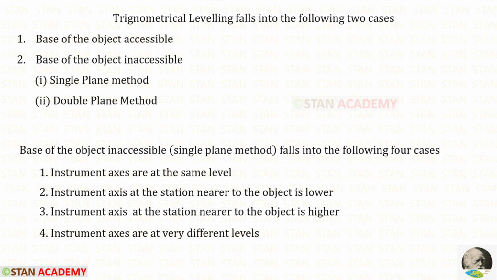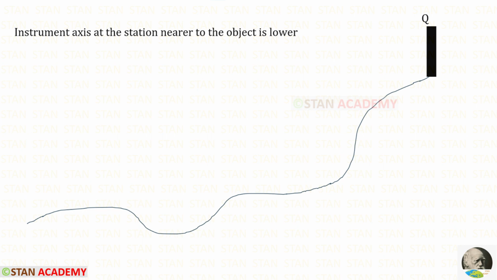Hello everyone. Today we are going to see the third lecture in trigonometrical leveling, in the base of the object inaccessible, and in the single plane method we are going to see the second case: instrument axis at the station nearer to the object is lower. Let us assume that this object is a tower. Let us keep this point as Q, the top of the tower. We need to find the reduced level of the top of the tower.